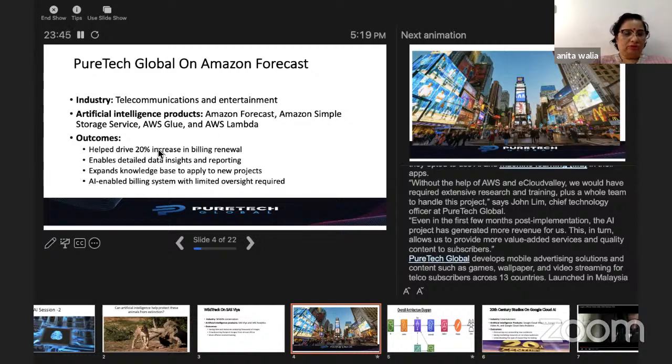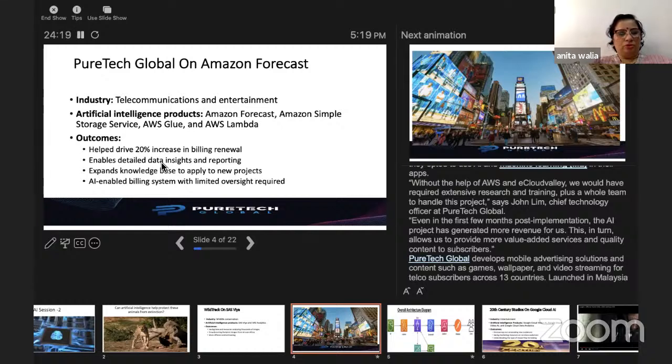Using these services, they got an outcome of a 20% increase in their billing renewal, because they wanted their subscribers to subscribe monthly or yearly. For example, if you want to watch Netflix, you have to subscribe, say for 1 year, and after that you have to renew your subscription. They were seeing that the number of renewals was dropping every year or every month. People were taking 1, 2, or 3 month subscriptions, and after that it was dropping.